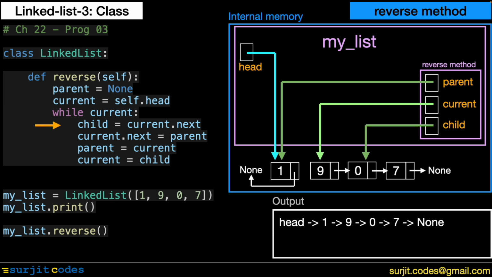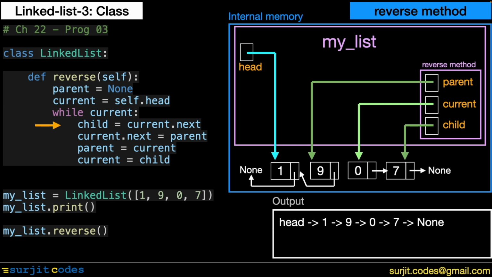In the next iteration, child gets reference to the node that is next to the current node. All the three pointers have now moved to their new positions. We now change next attribute of current node so that it now points to its parent node. This gives us the second link reversal between the nodes. Once again, we can satisfy ourselves that we have not lost reference to any of the nodes and we are ready to move the three pointers by one more step. Parent shifts to position of the current node and then current shifts to the position of the child node.